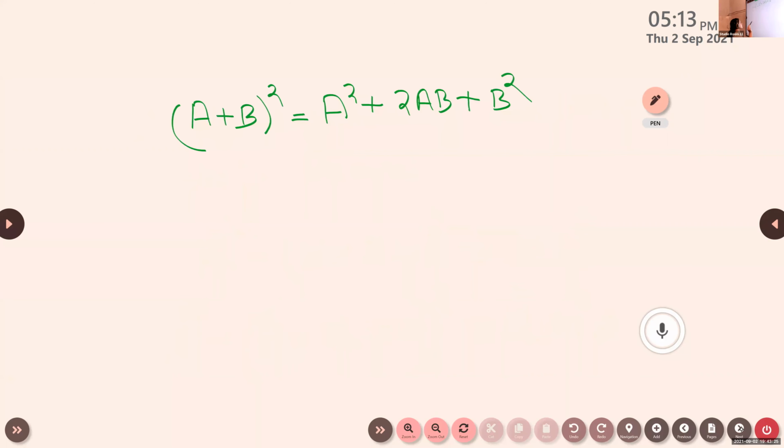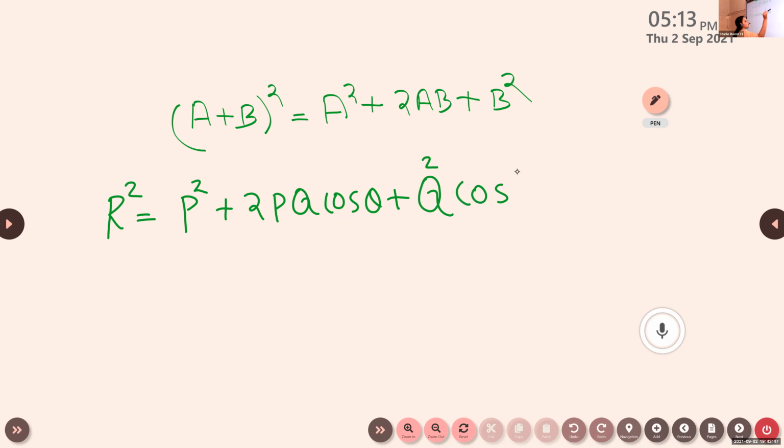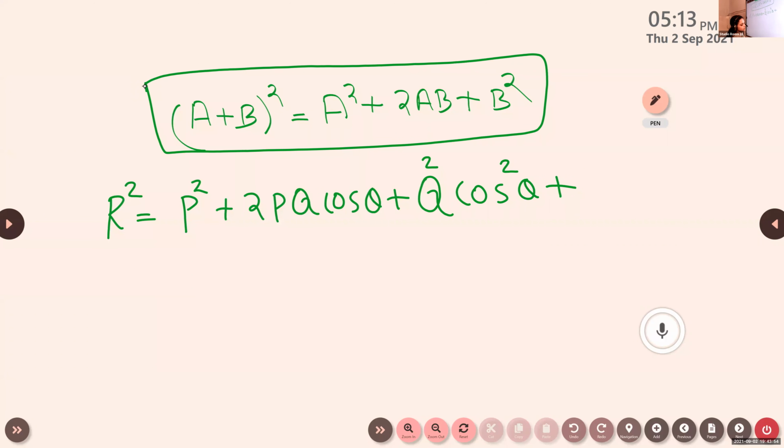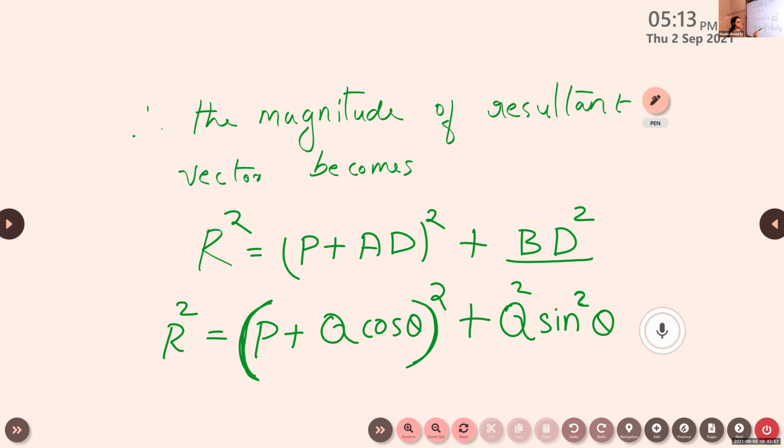So the equation becomes R square is equal to P plus Q cos theta the whole square. So it is P square plus 2PQ cos theta plus Q square cos square theta, plus the last term. What is the last term present in that equation? P plus Q cos theta the whole square is solved in the form of P square plus 2PQ cos theta plus Q square cos square theta. Okay, so the first term is over.